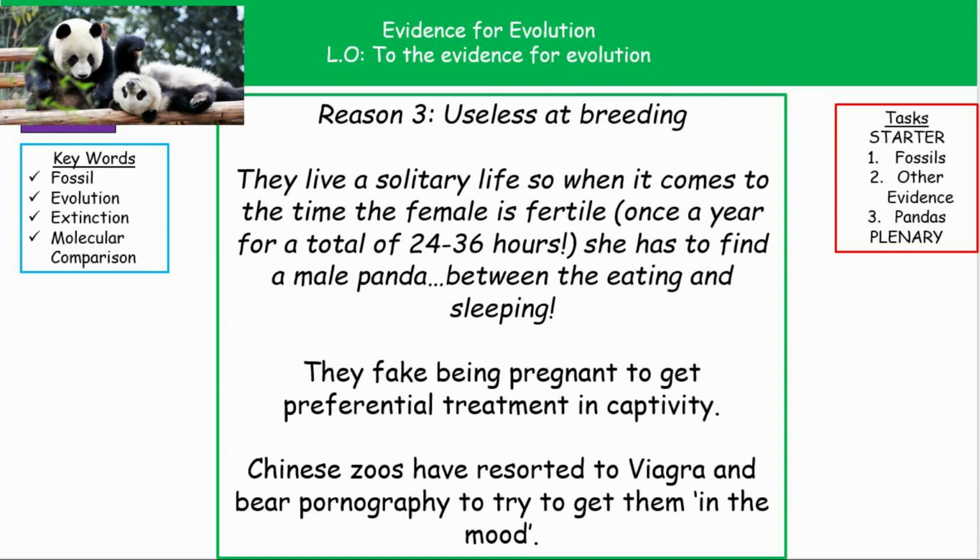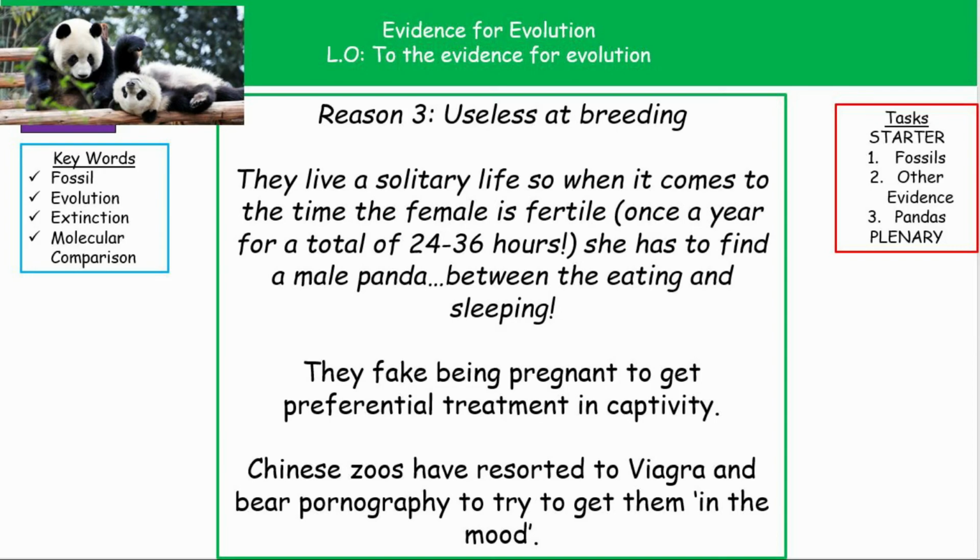And just to compound that a little bit further, that female is only fertile once a year for a grand total of 24 to 36 hours. So not only has she got to find a male between her sleeping, her eating, his eating, but they've also got to coincide with literally a day to a day and a half to breed.